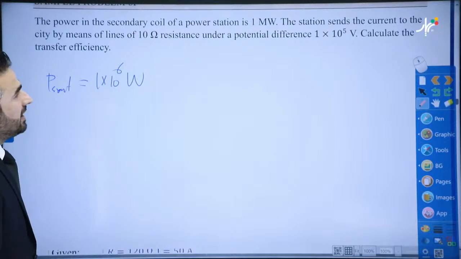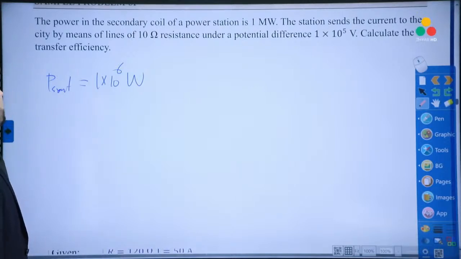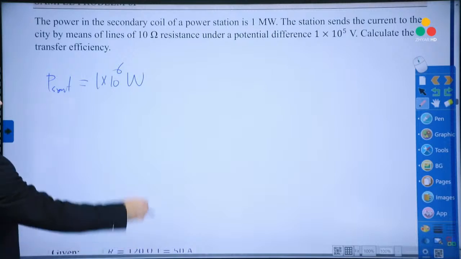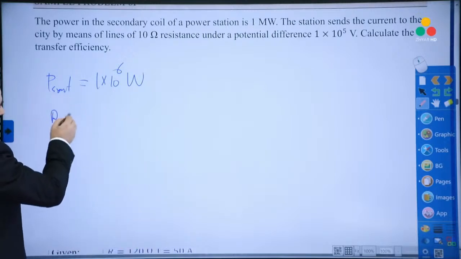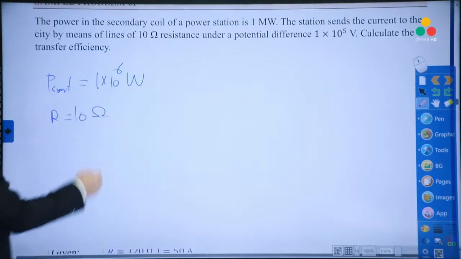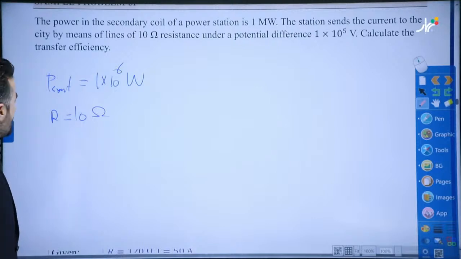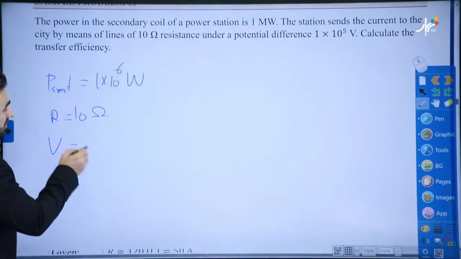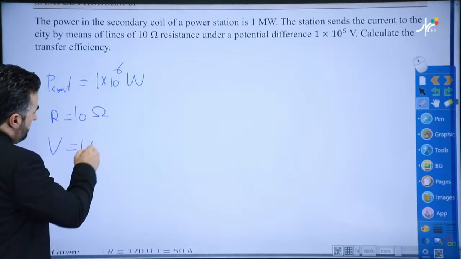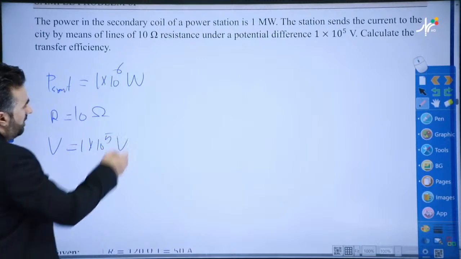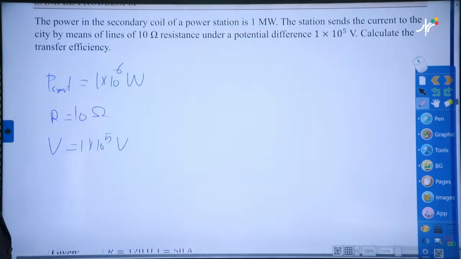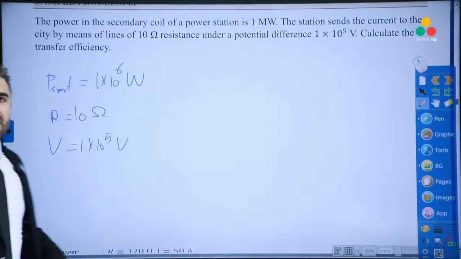Okay, that's one thing. It says the station sends the current to the city by means of lines of, let's say, 10. So we have resistance. The resistance is 10 ohms, you can say, under a potential difference, so we have the voltage here. The voltage is 1 times 10 to the power 5 volts. The question says, calculate the transfer efficiency here.